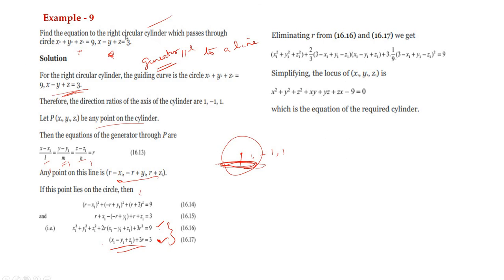Why it is given as right circular cylinder is because we are not using the technique we explained in example 8 for right circular cylinder, but because the guiding curve is a circle, we need to call this a right circular cylinder. In the next video we will see how to do problems under right circular cylinder. Thank you.